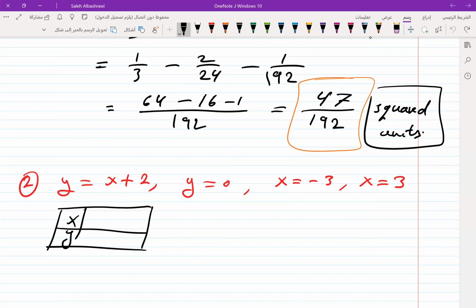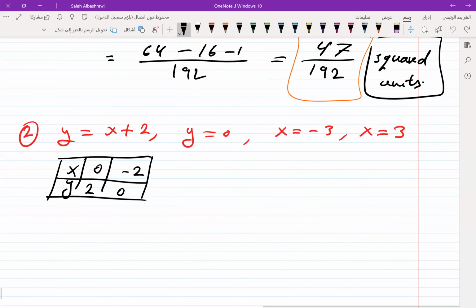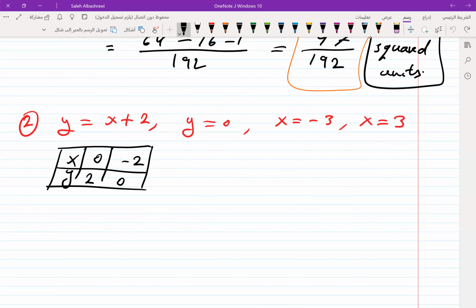For the line, it's enough to find 2 points. We can use the x-intercept and y-intercept. If x equal to 0, y will be 2. If y equal to 0, I will have minus 2. Using the x-intercept and y-intercept, this is 1, 2, and minus 1, minus 2. It is 0 and 2, it is this point, and minus 2 and 0, which is this one.